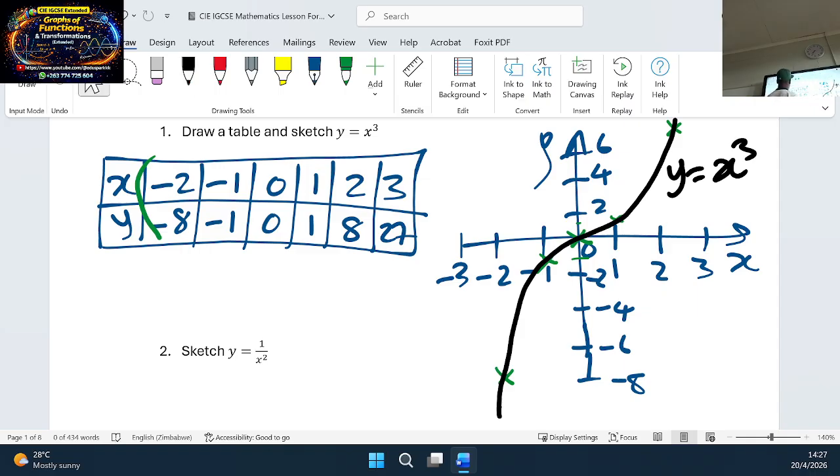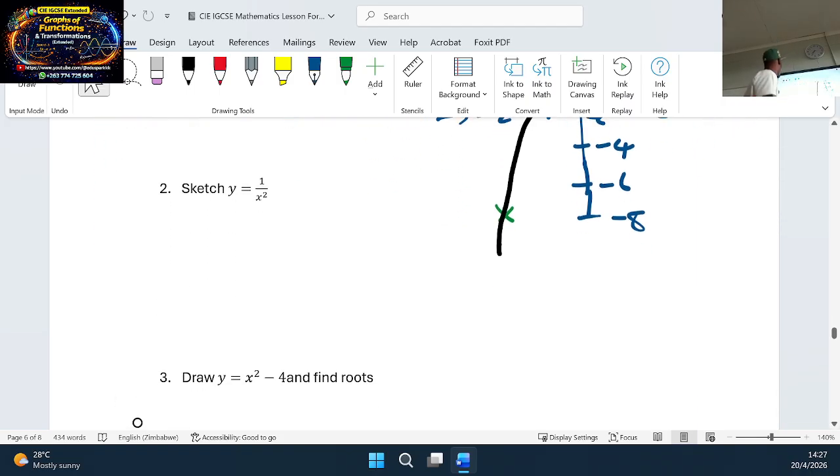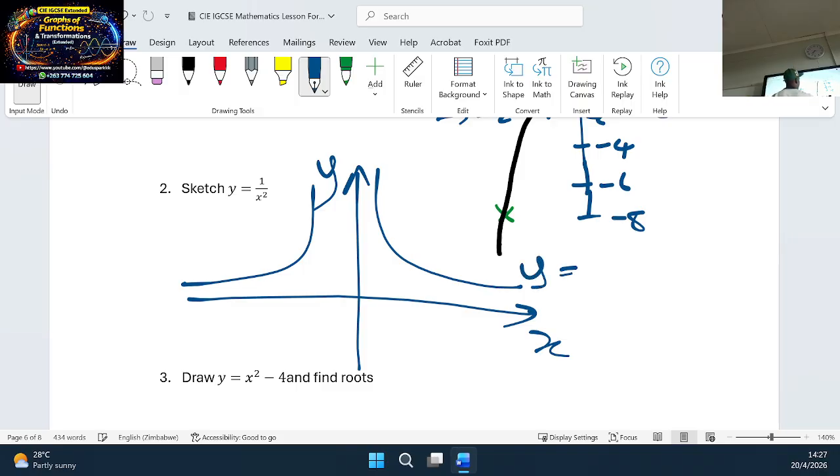Then next we just want to sketch the function. Let's have a look. Our interest is on the function y equal to 1 over x squared. Because we're sketching, one thing we know is that the square of x is never negative. So this is a function which is not found in negative y. So it's x and y there. We have a picture like that. That's y equal to 1 over x squared.